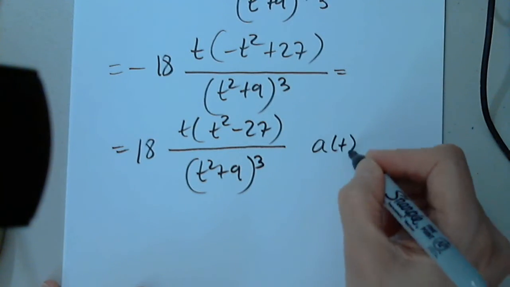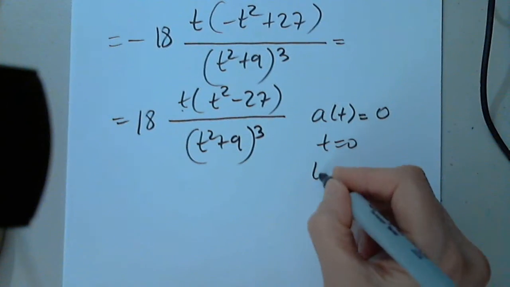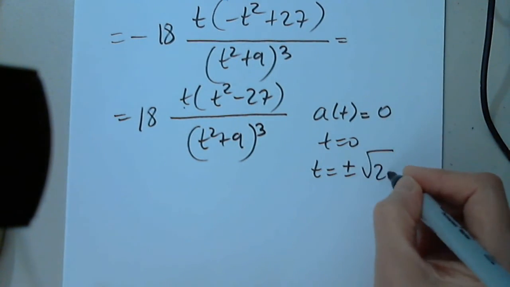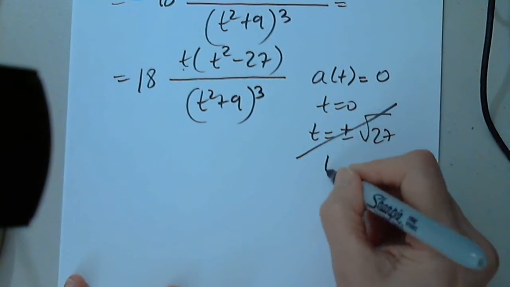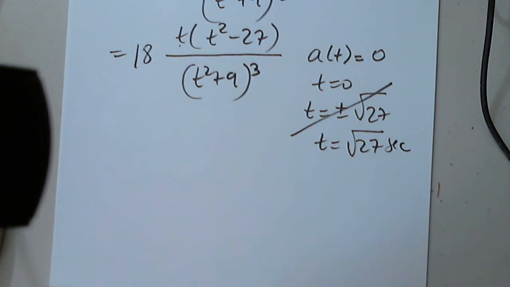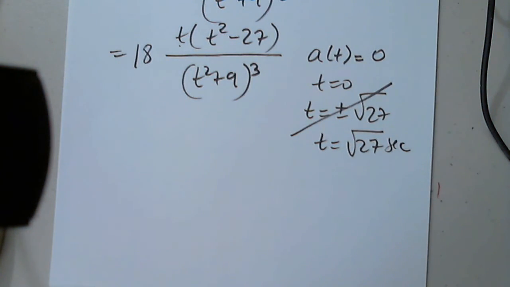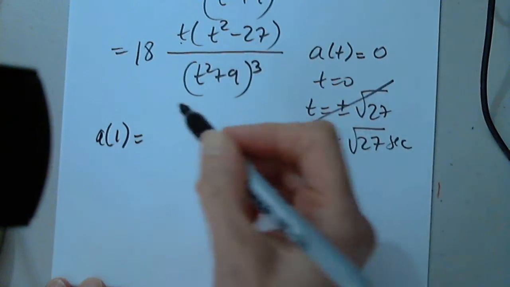So I don't know what they want, but the acceleration is 0 at t equals 0 and at t equals plus or minus the square root of 27. Only possible is the square root of 27 seconds. But I have to write this because this equation has two solutions. Okay, find the acceleration we did, and also they say the acceleration after 1 second.